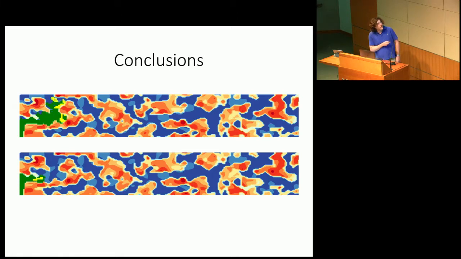So this is a FAST simulation up on the top here on this landscape, showing how it explores the landscape compared to a single long simulation, which just diffuses around.